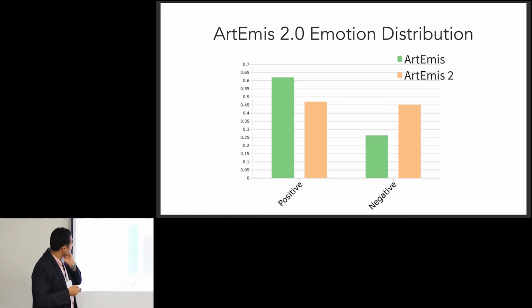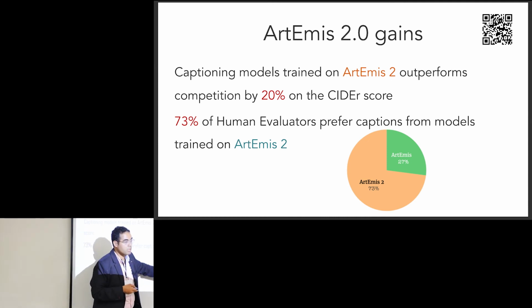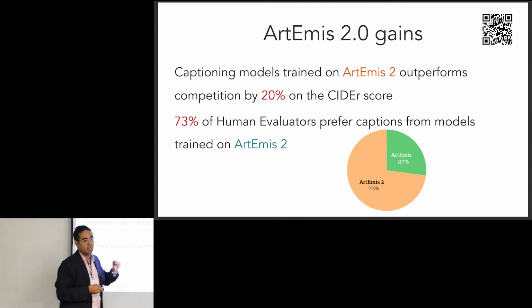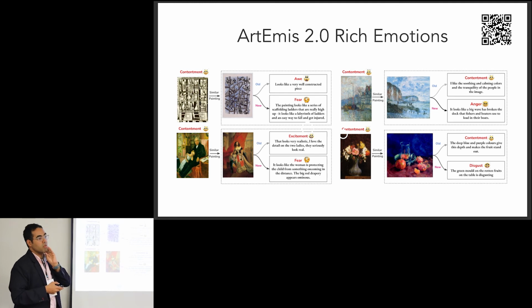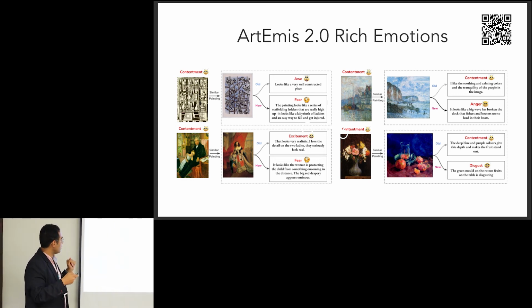I'm just showing you the end results. This also helped the performance score improve by 20%, if you use the same size of data, and 73% of human evaluators favored the models of ArtEmis 2 over ArtEmis 1. Then the question is, what happened? What did we do to make this work? We built a dataset so that we have many more similar paintings that have opposite emotions. How did we do that?